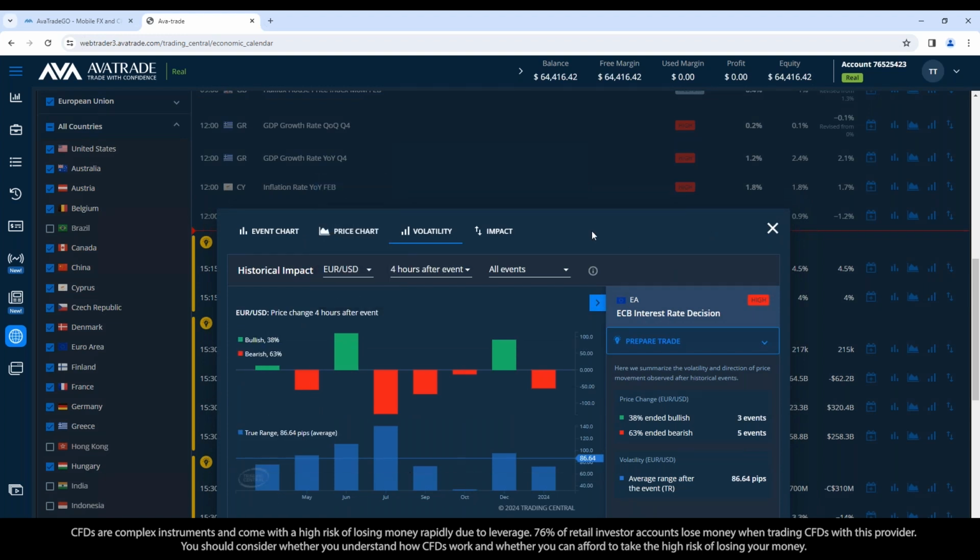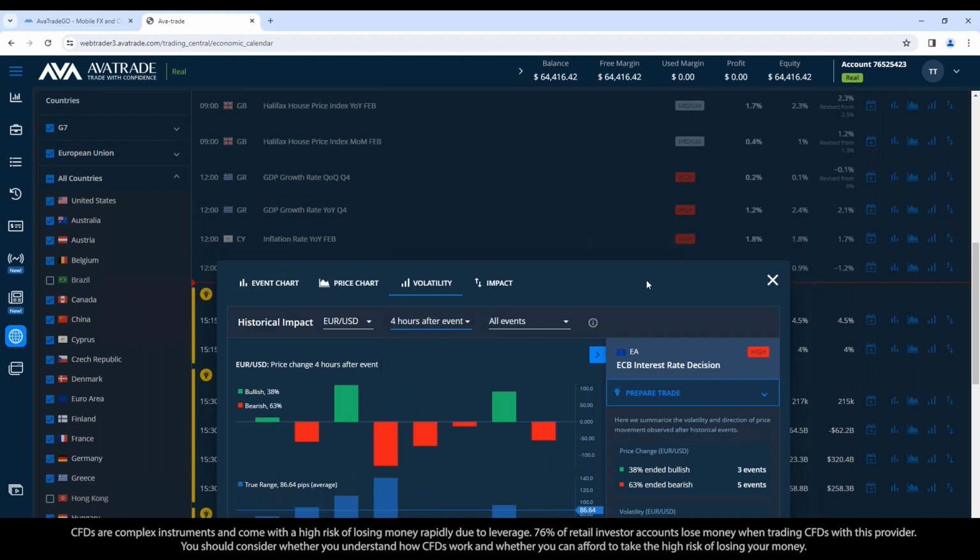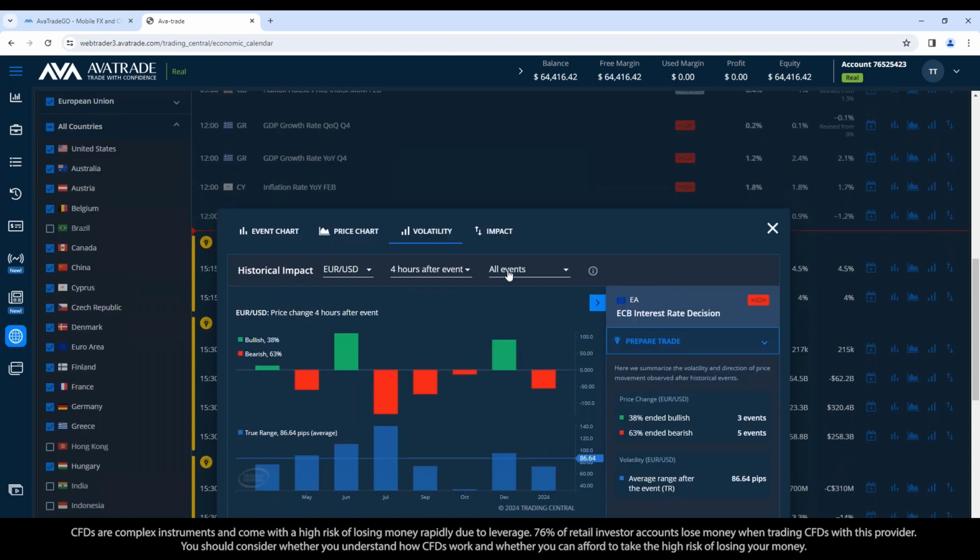And so we could pick which currency pair we want. Euro USD is popular. We could pick the time frame after the announcements that we want to analyze. And I suggest you analyze multiple time frames. We'll start with the 4 hours after. And you can look at all the events or qualify them, the ones that came in above forecast or below forecast. When it comes to rate decisions, the vast majority of the time they come in as expected.